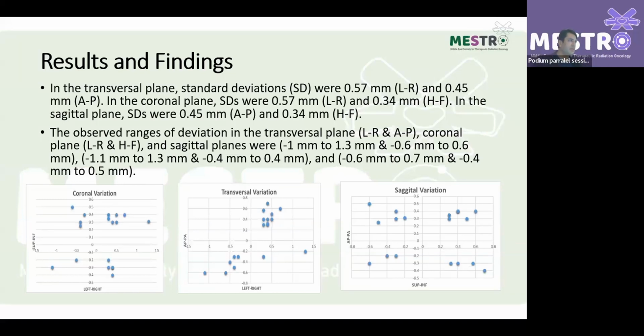As we also know, if our variation in shift is less than 2 millimeter, we accept it. And his variations were less than 2 millimeter. It is around 1 millimeter to a little bit more. This was his results.